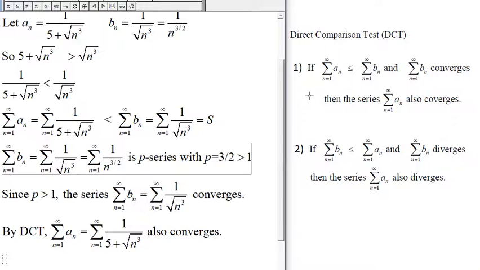And so we have shown two things: A sub n is less than B sub n, and we have shown that the series B sub n converges. So we have shown these two things right here. Therefore, we can say that the series A sub n converges also.